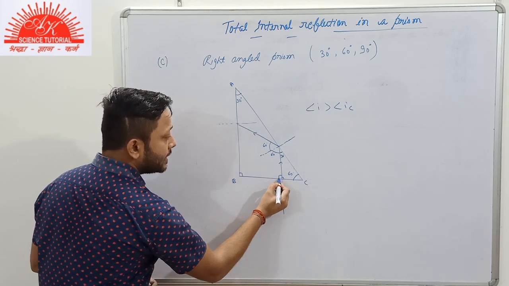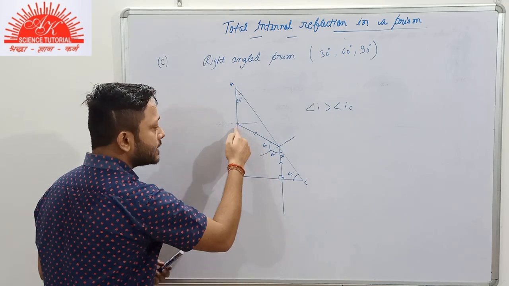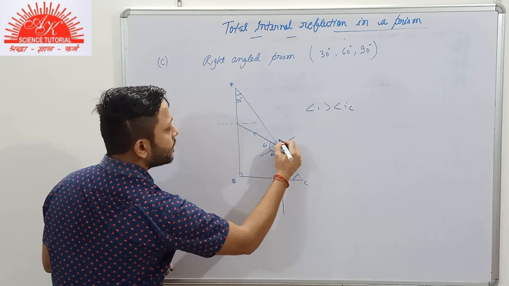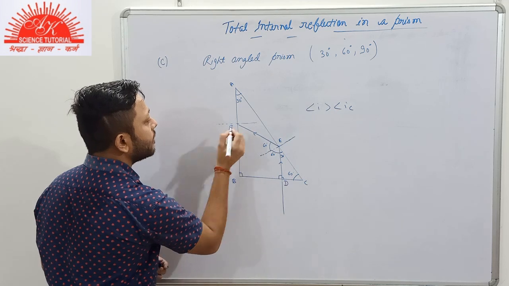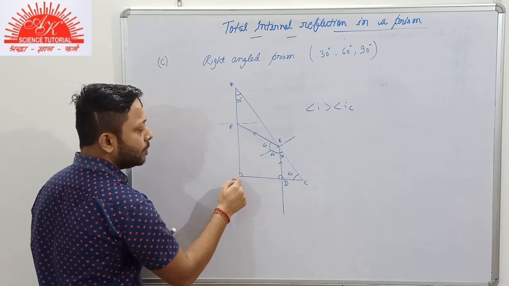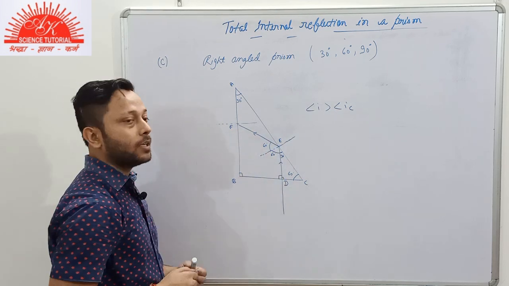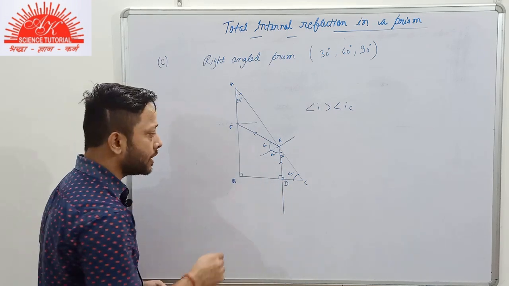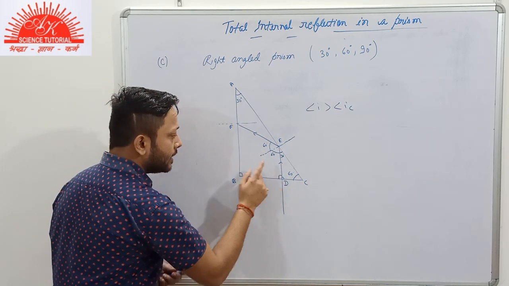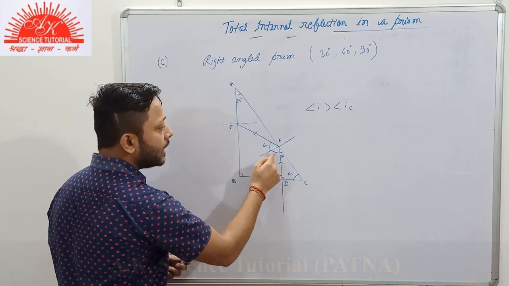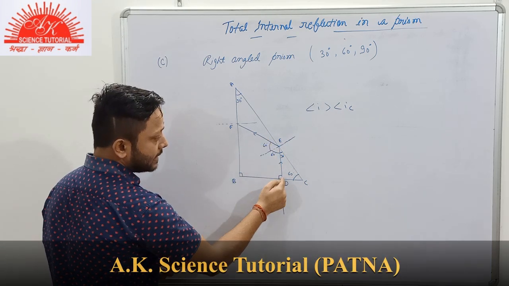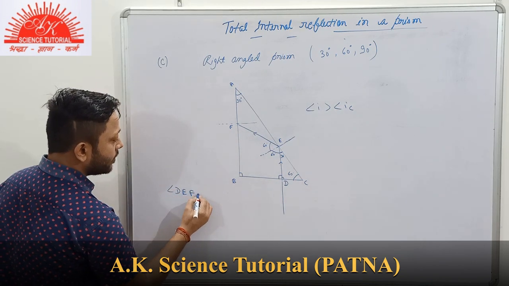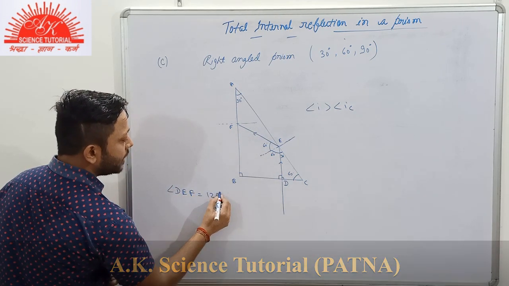This is 90, then this is also 90 degree. Now in this quadrilateral, suppose I give it some name, this is D, this is E and this is F. Now in this quadrilateral B, D, E, F, the sum of the four angles must be equal to 360 degree. It is 90, 90, 90 plus 90, 180, 180 plus this whole angle, that is D, E, F. I write it here, D, E, F. It is equal to 120 degree.